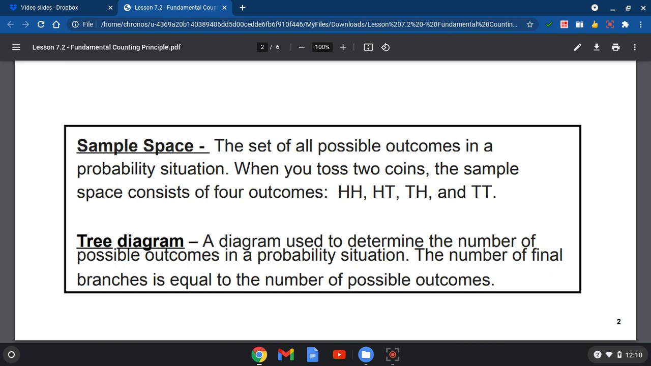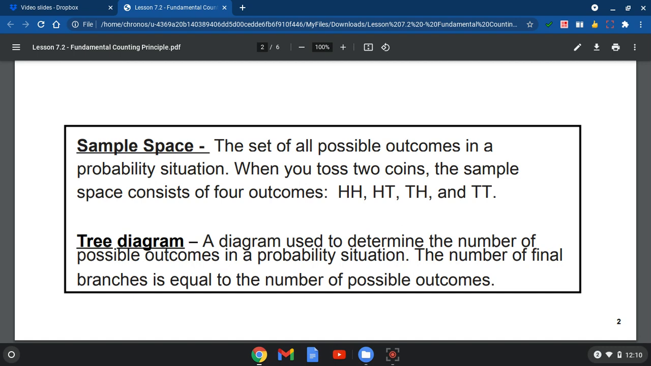In order to determine the sample space, it is possible to use a tree diagram. A tree diagram is used to determine the number of possible outcomes in a probability situation. The number of final branches is equal to the number of possible outcomes.